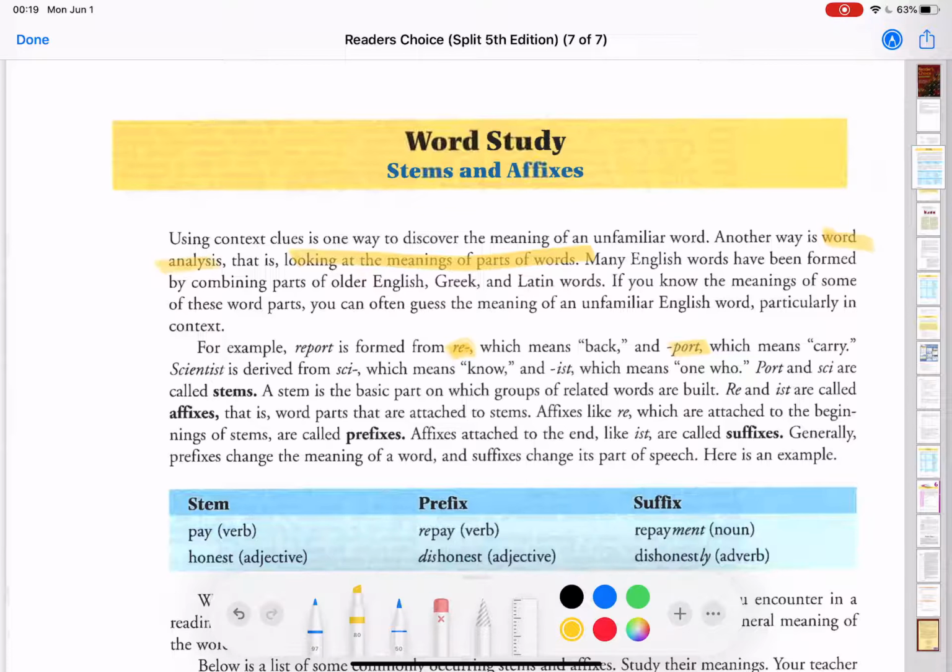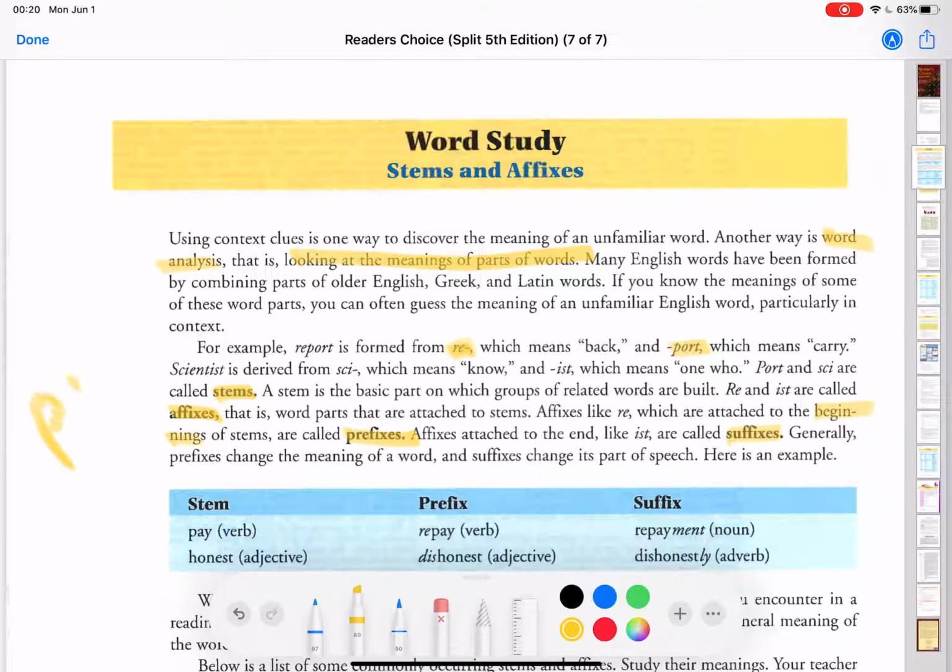If you take a look here, there's a few different important things that you need to know. So stem, affix, prefix, and suffix. A stem is just the basic part of the word, like the core or the central part of the word. Affixes are parts that are attached to that base part of the word, the stem. Sometimes the stem is also called the root of the word. Some affixes are attached to the beginning of the stem, and those are called prefixes.